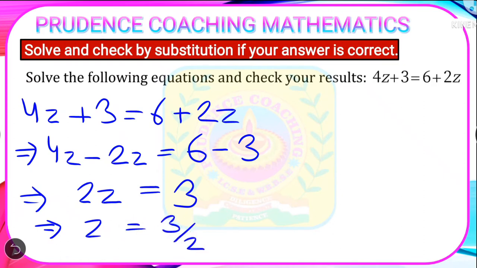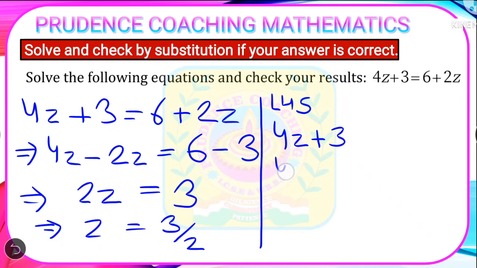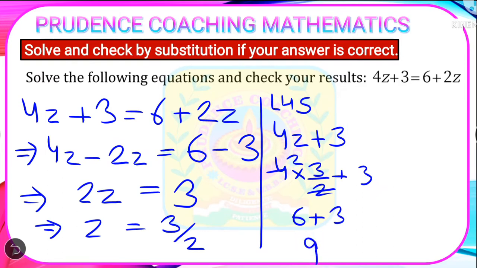Now we need to check whether our answer is correct or not. So we will start with LHS. So in LHS we have 4z plus 3. So 4 into z, the value of z is 3 by 2, plus 3. So by solving, you will get 2 into 2 as 4. So 2 into 3 will give you 6. 6 plus 3 will be 9. So in LHS we are getting 9.